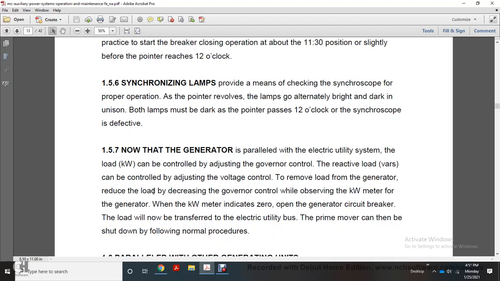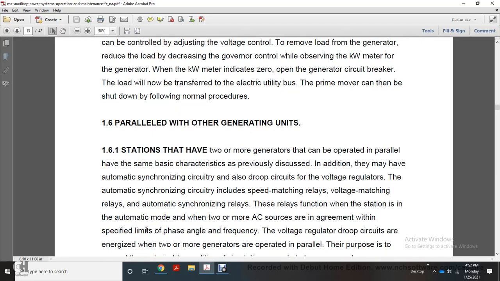157. Know that when the generator is paralleled with the electrical utility system, the load in kilowatts is controlled by adjusting the governor, and the reactive load in VARs, or volt-amperes reactive, is controlled by adjusting the voltage control. To unload the generator, decrease the governor control while observing the generator kilowatt meter until it indicates 0. The operator then opens the generator circuit breaker, and the load will now be transferred to the electrical utility bus. The prime mover can then be shut down with the normal procedures.